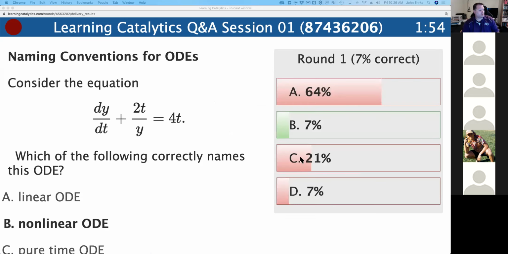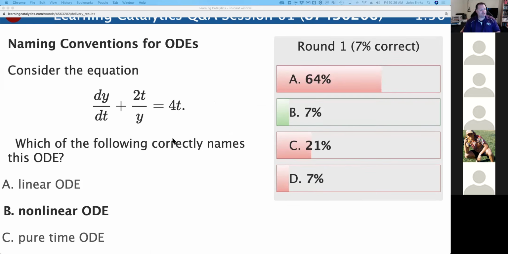All right, so we were a little bit off on this one. That's why I wanted to look at this example with you, because I think one of the hardest things for students to recognize is linear versus nonlinear. So let me jump over to my iPad real quick here.